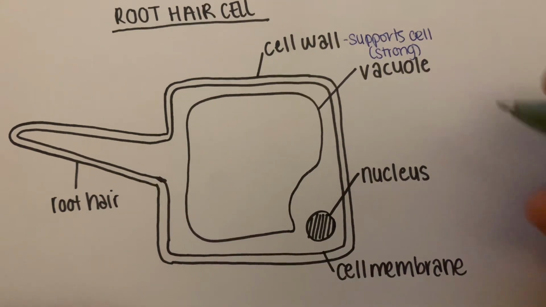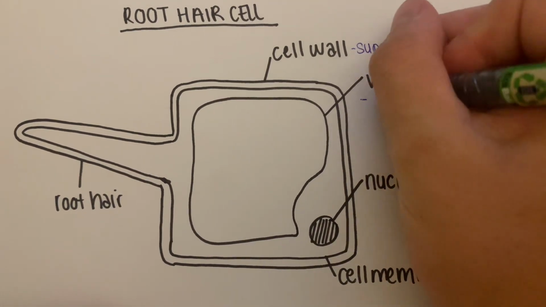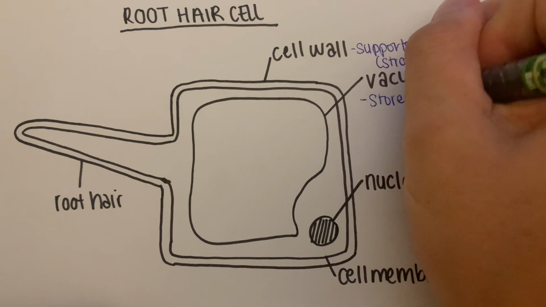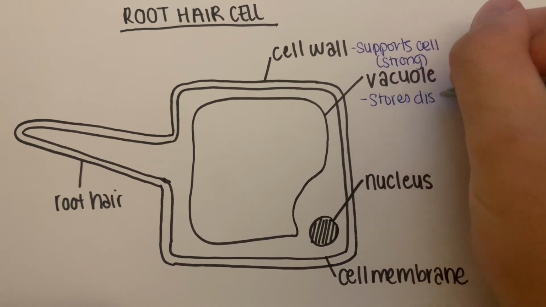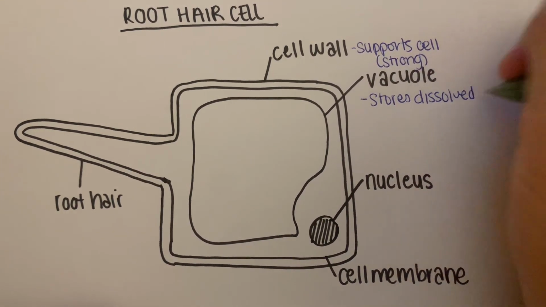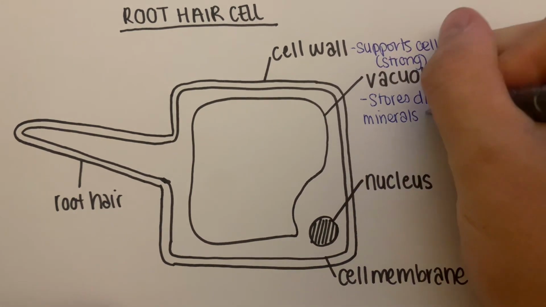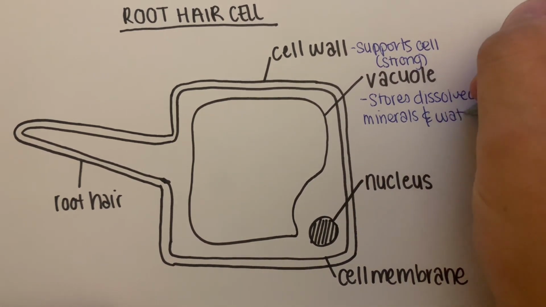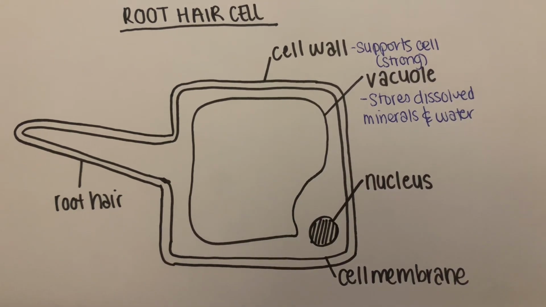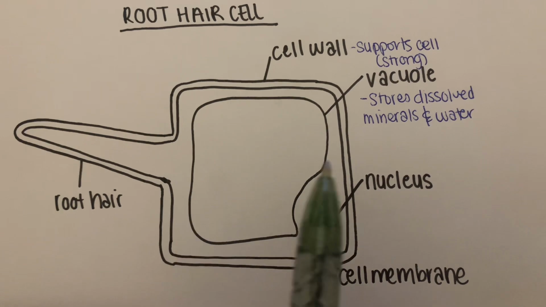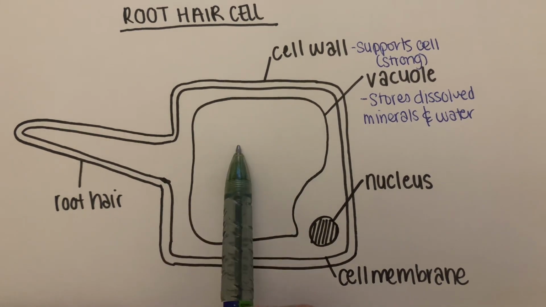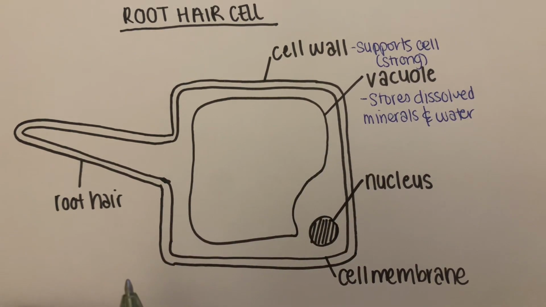So we've got a vacuole, and this stores dissolved minerals and water, because what you need to know, guys, is that they're in the roots, and in the roots of plants, their job is to basically absorb water and dissolved minerals from the soil. So the vacuole stores these dissolved minerals and water that the roots absorb from the soil.